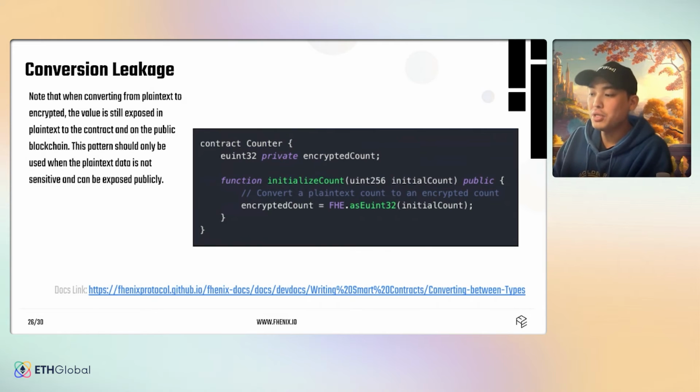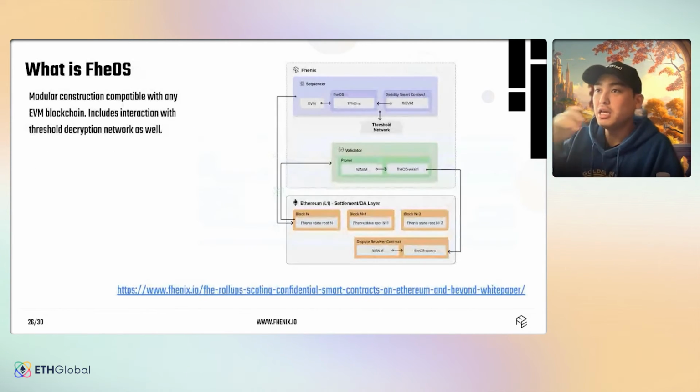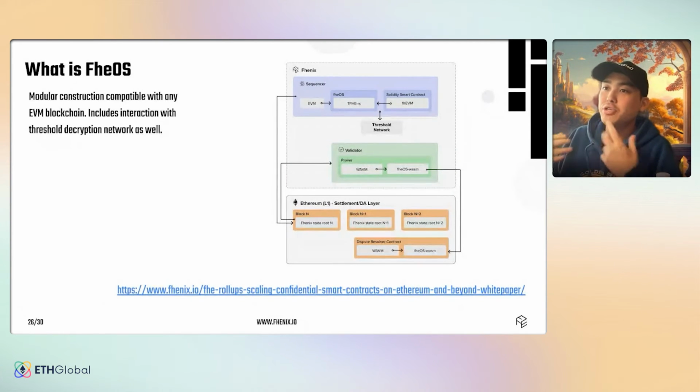So plain text leakage is something that's very important to remain cognizant of if you want to create secure applications. So from a high level, what is FHEOS? Here at Fhenix, we're basically trying to build a comprehensive suite of encryption products. FHEOS is currently a wrapper around the TFHE-rs library, which is maintained by Zama, which handles a lot of the FHE operations.